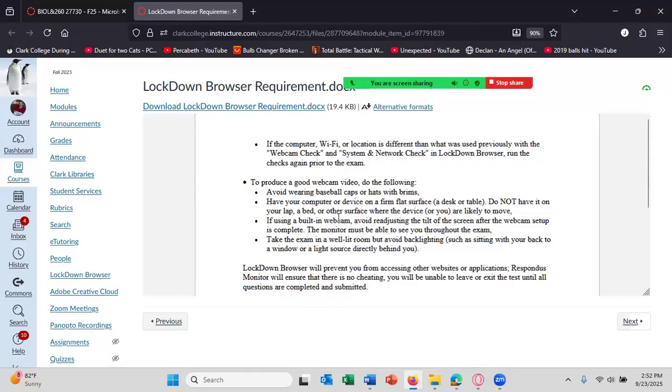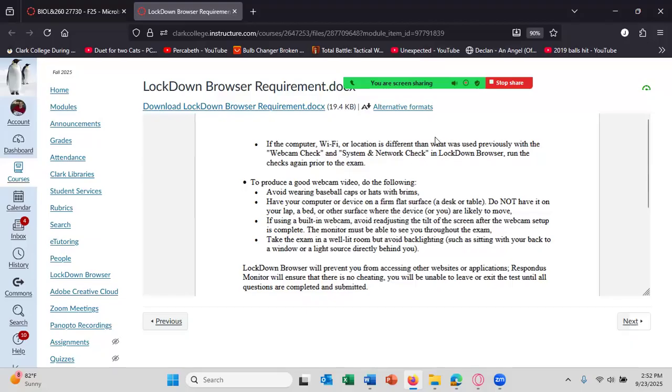You must have the computer on a firm, flat surface. It says don't use your lap, meaning have a laptop on your lap or on the bed or some soft surface. You must use a built-in webcam to avoid readjusting the tilt of your screen, and then take the exam in a well-lit room, but avoid backlighting.